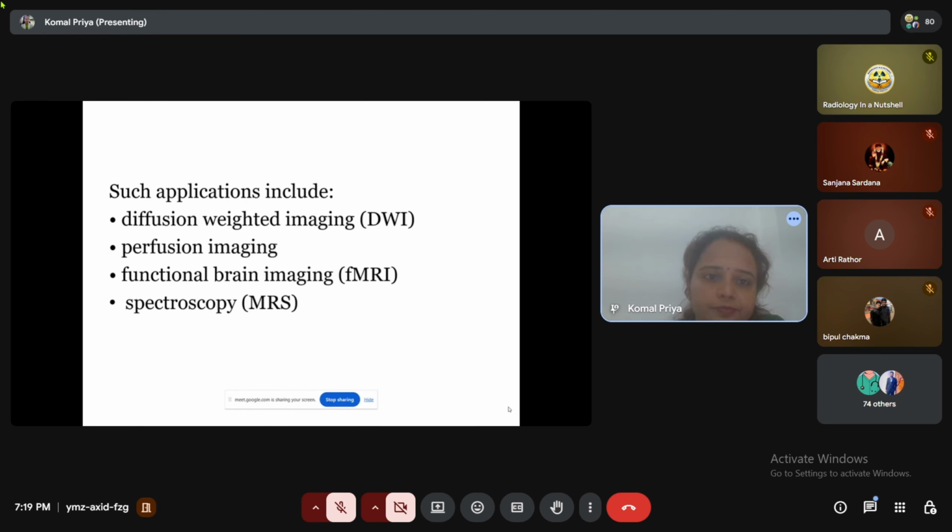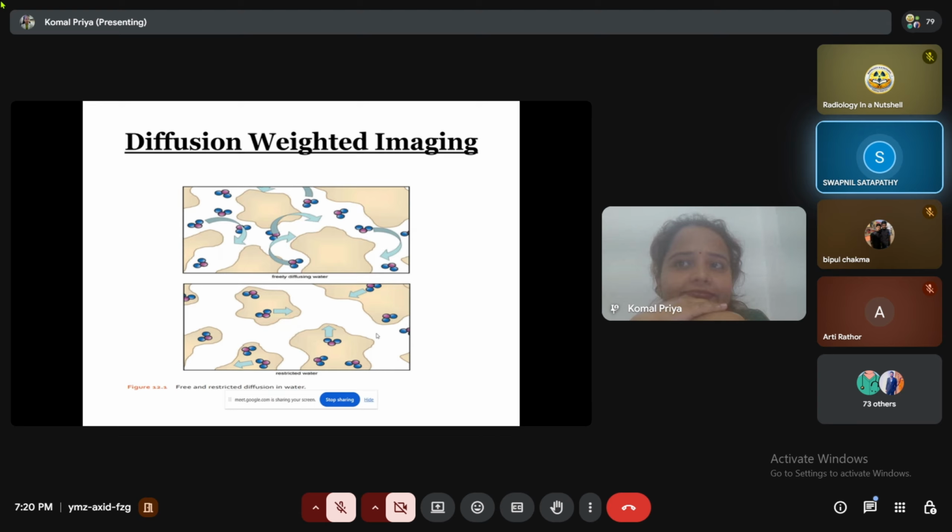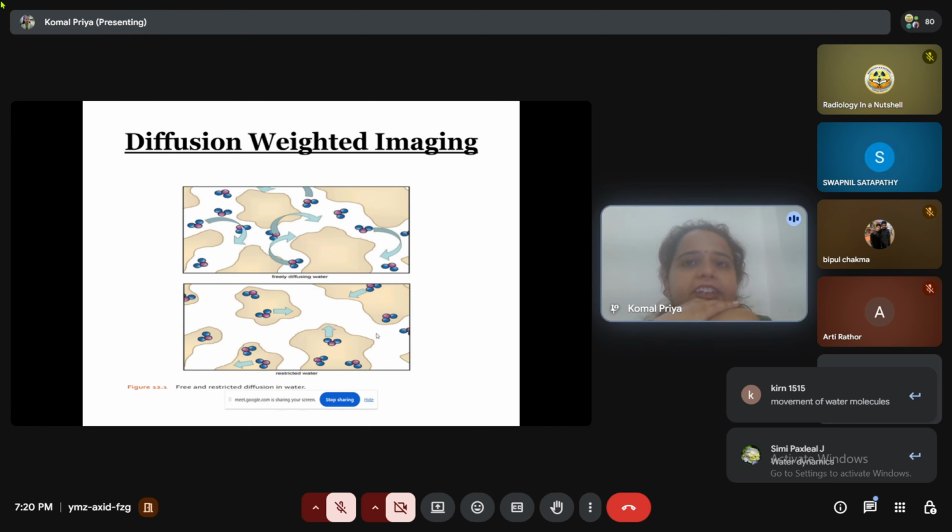So before I start with diffusion weighted imaging, can someone tell me what is diffusion? Yes, am I audible? Ma'am, the movement of water from a high concentration gradient to a lower concentration gradient. Great. All of you might have studied this in school also, that diffusion basically is the movement of molecules.